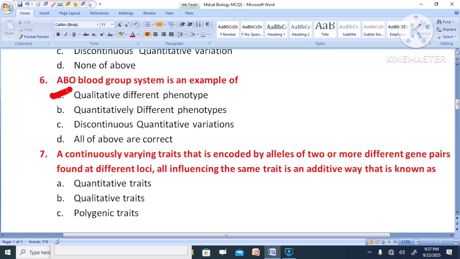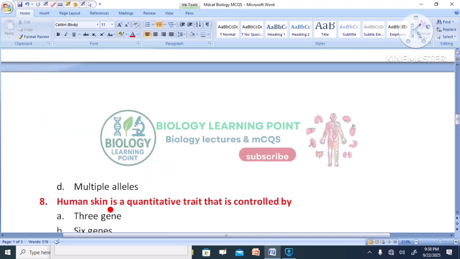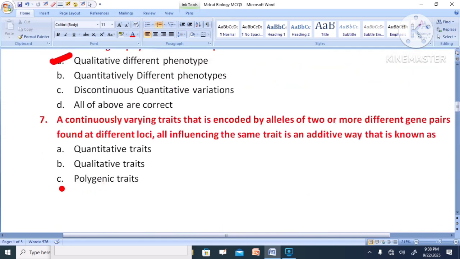So the next question is, a continuously varying trait that is encoded by alleles of two or more different gene pairs found at different loci, all influencing the same trait in an additive way, is known as. The options are option A quantitative traits, option B qualitative traits, option C polygenic traits, and option D multiple allele. So the right answer is option C polygenic traits.